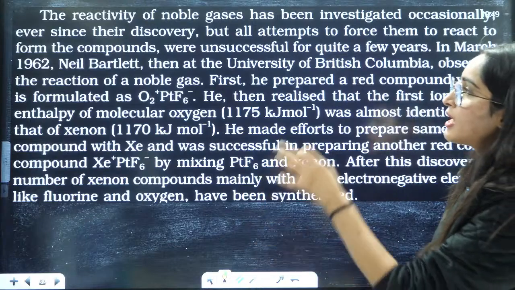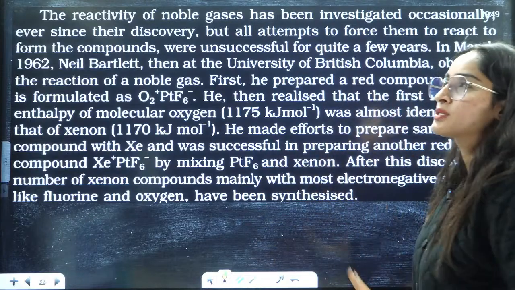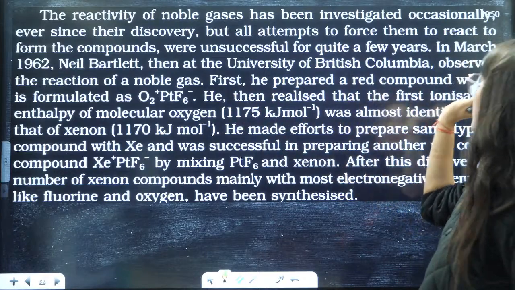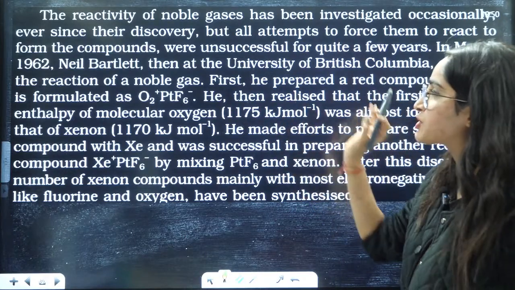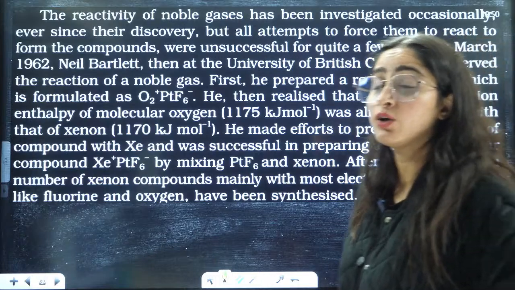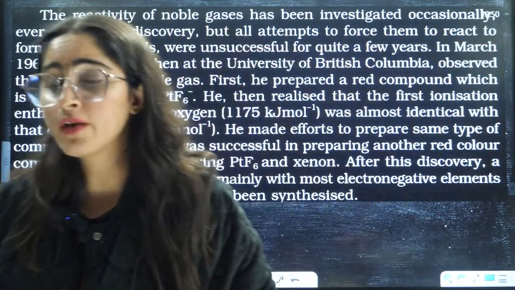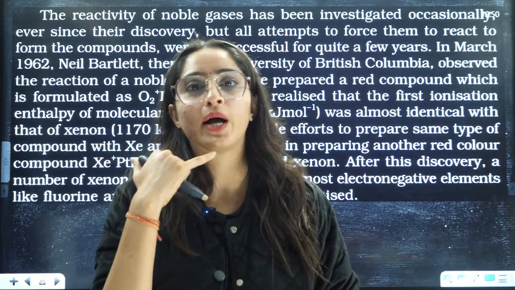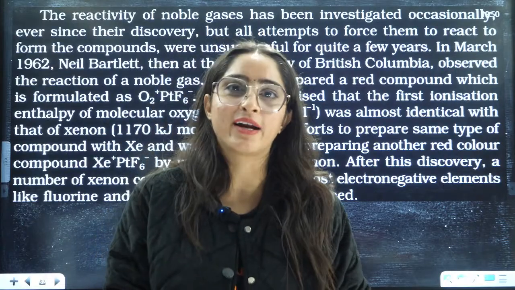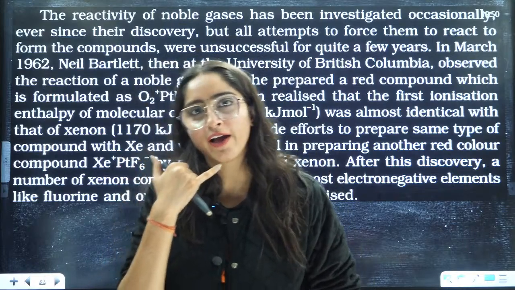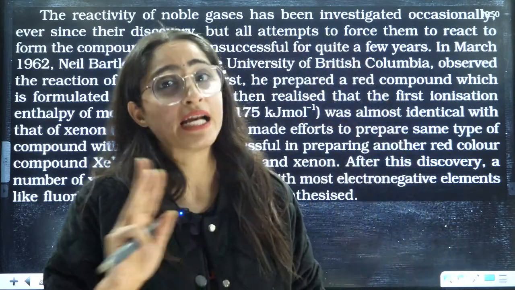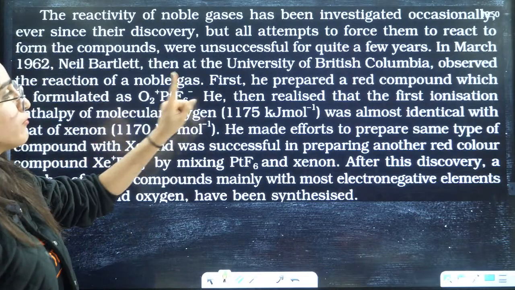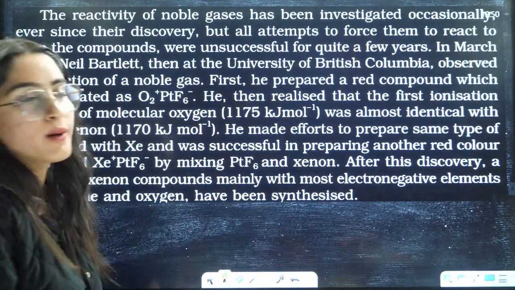Then Neil Bartlett, right, he was like, okay, I have to do something. Then at the University of British Columbia, he observed the reaction of noble gas. He was like, I will react them. It's like somebody who doesn't want to get married, and forcefully an auntie says, okay, I have a girl for you, I have a boy for you. They're like, I don't want to get married, no. Like, no, I have a girl for you, I have a boy for you, right? Typical Indian society, right?